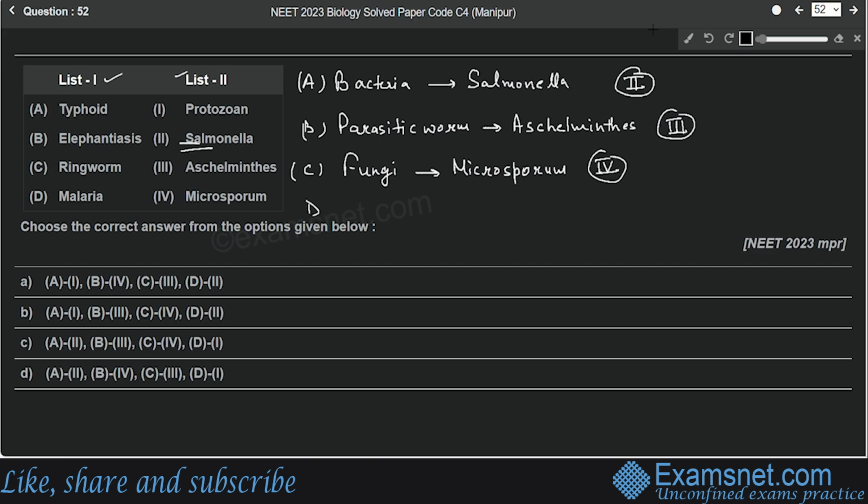And the last disease that is mentioned is malaria. We know that malaria is caused by protozoan parasite from the genus Plasmodium. So the correct match for D will be number 1. Okay. So according to this, the correct option should be option number C.